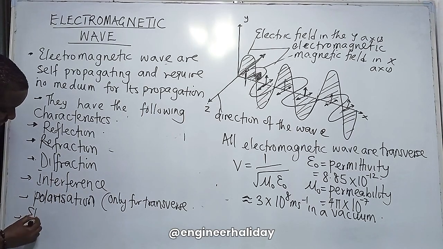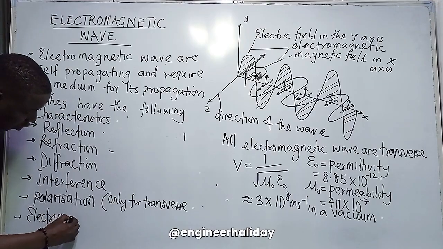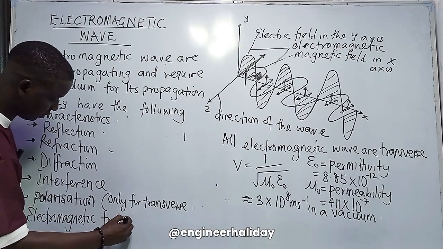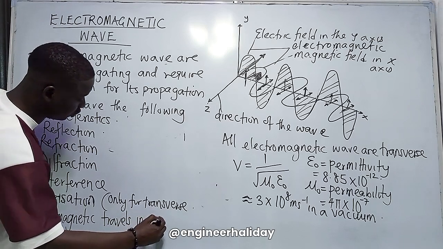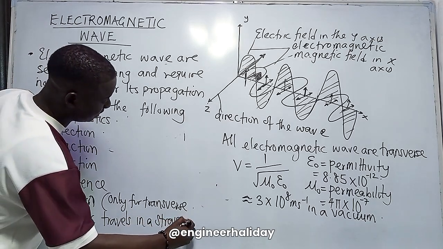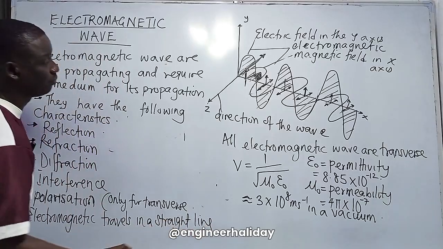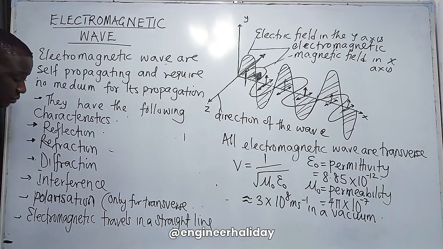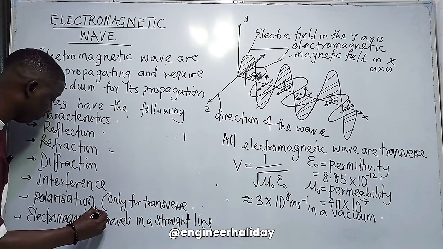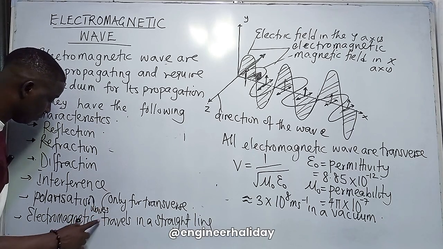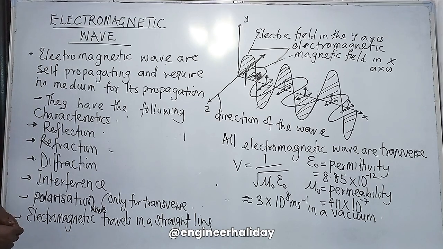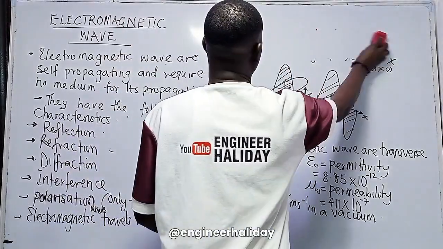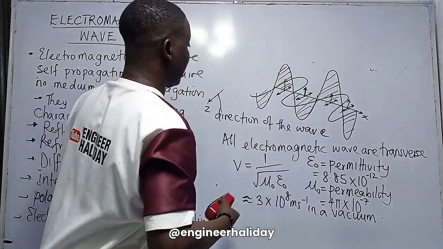That means electromagnetic waves, all electromagnetic waves, travel in a straight line. This is a property that is explained by the rectilinear propagation of light. So electromagnetic waves travel in a straight line. Please take note of that. That is another thing you must know about them. They travel in a straight line.